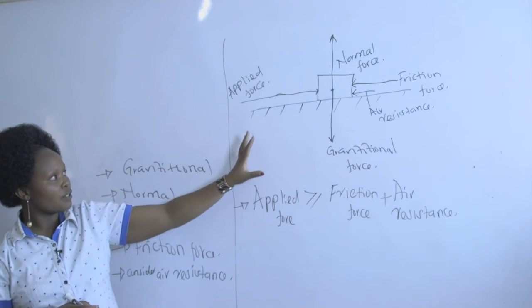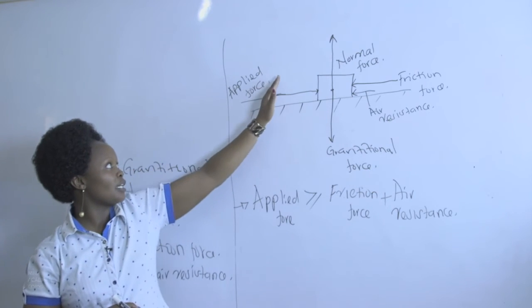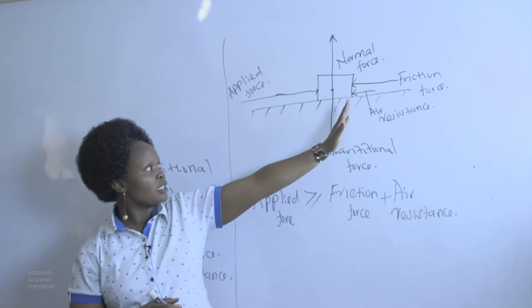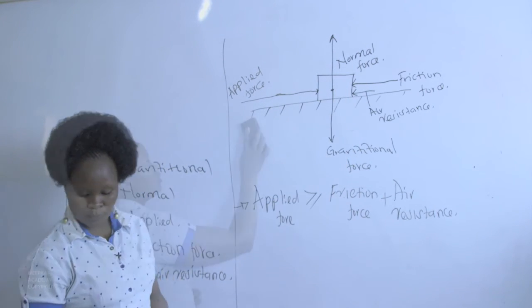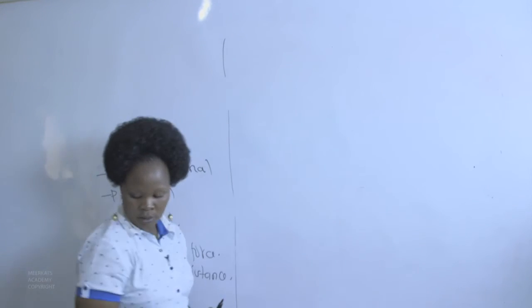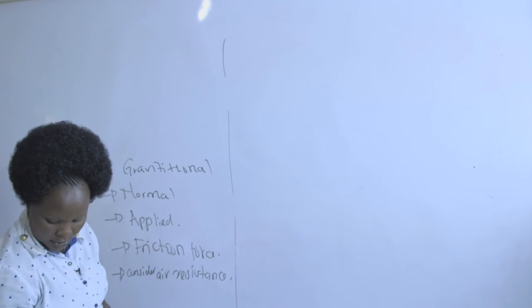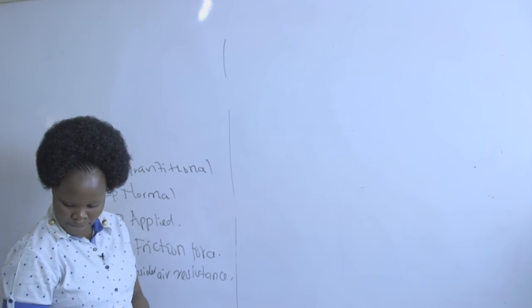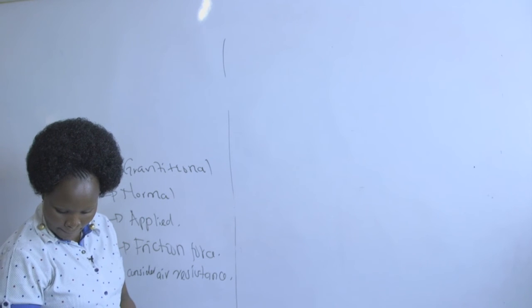Make sure, if the direction of motion should be towards the right, then the applied force should be equated or even made larger than the effect of the two. Probably we can look at the last example before we move to something else.